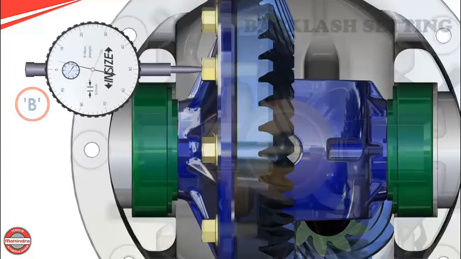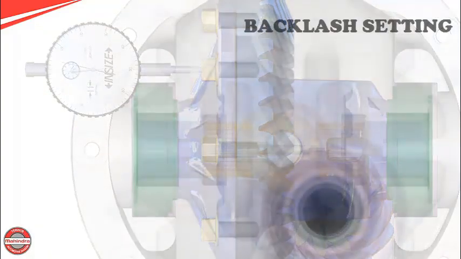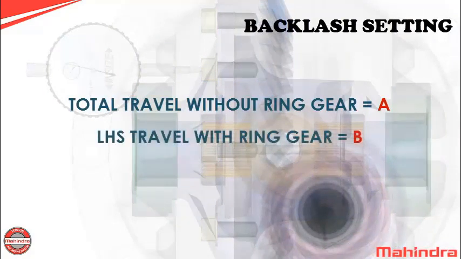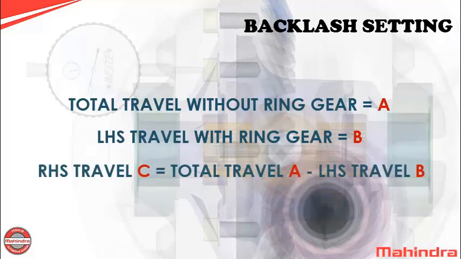Now we have two values with us: total travel without ring gear, that is A, and left hand side travel with ring gear, that is B. We can get right hand side travel as C with the help of the following calculation. Right hand side travel C is equal to total travel A minus left hand side travel B.